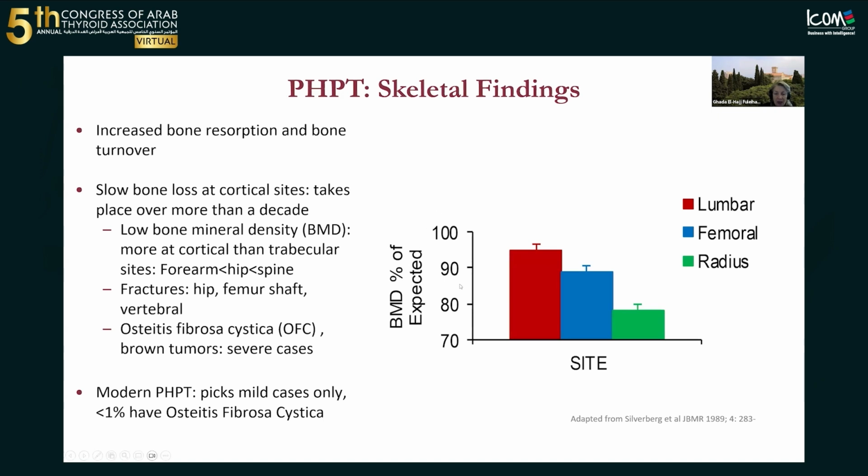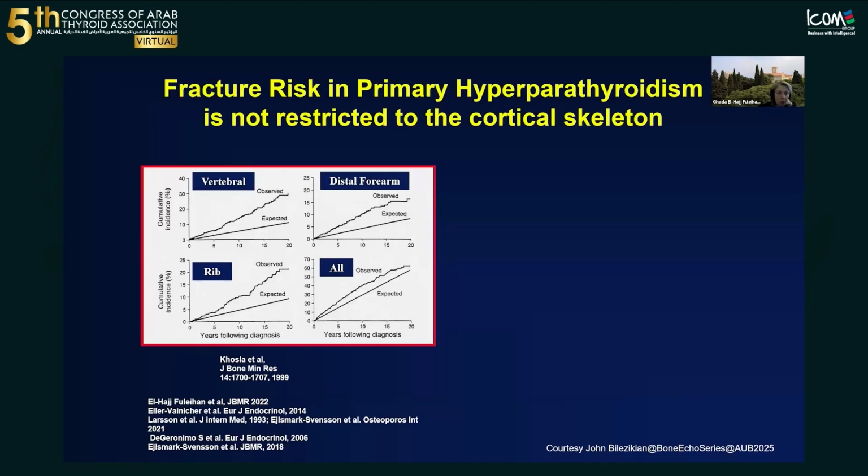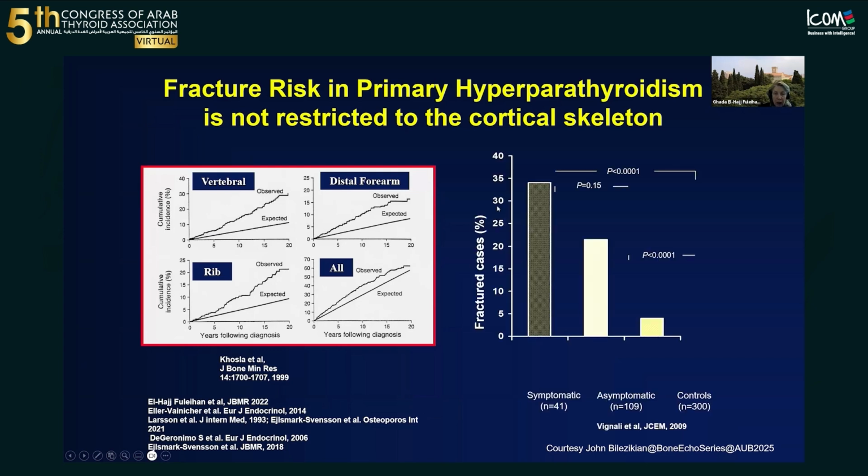This is the typical BMD profile from the Columbia series. The spine is the best. The femoral neck is in between. The 1/3 distal radius, which is 80% cortical bone, is the lowest. And what we see here is fracture risk in hyperparathyroidism from a constellation of studies: vertebral, distal forearm, rib, and all. And whichever way you look, the observed rate of fracture exceeds the expected by at least 1.5 to 2-fold, whatever you look at. Importantly, these are vertebral fractures.